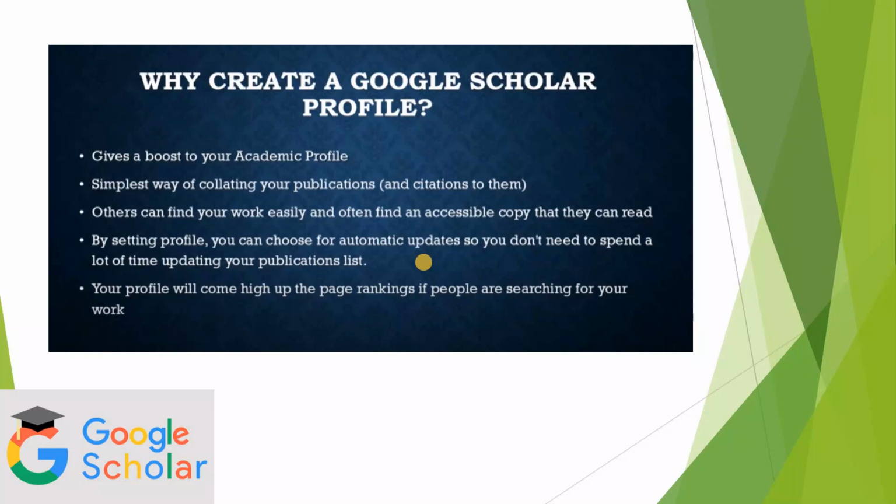So here is why to create a Google Scholar profile: it gives a boost to your academic profile. It is the simplest way of collecting your publications and citations to them. Other people can find your work easily from this profile. By setting up the profile, you can choose automatic updates, so that you don't need to spend a lot of time updating your publication list. Your profile will come high up the page rankings if people are searching for your work.